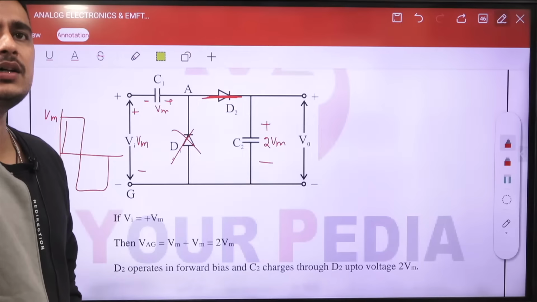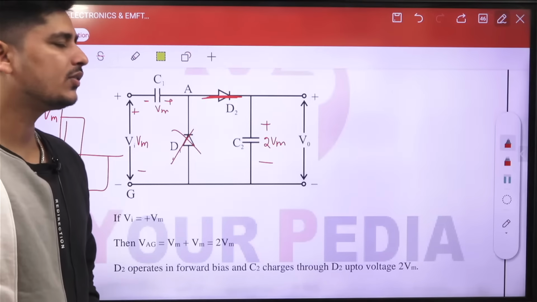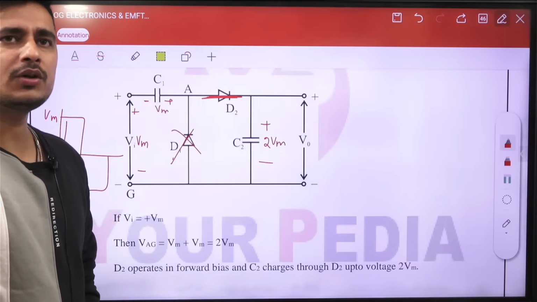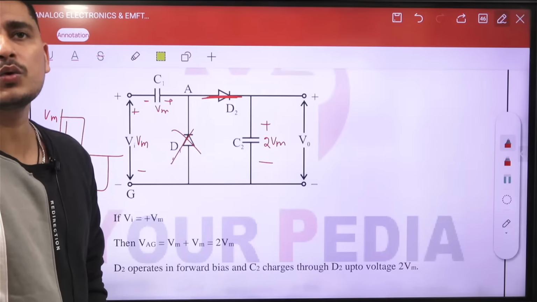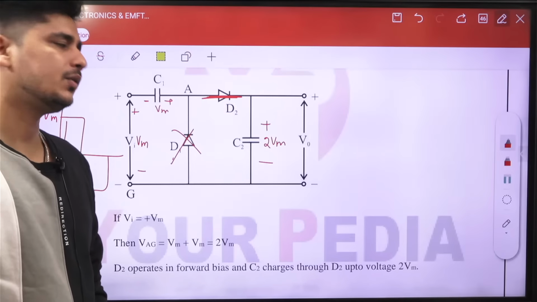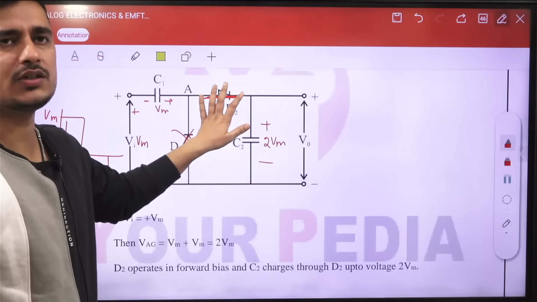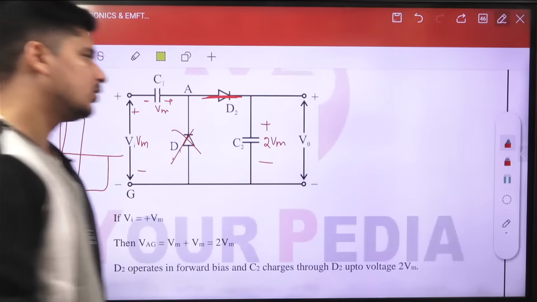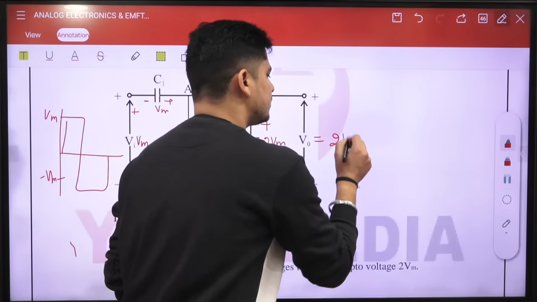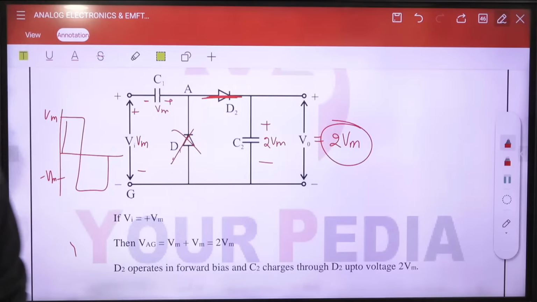So at the output, how much voltage are you getting now? That is twice Vm. At the input, we are applying a Vm peak voltage, and at the output you are getting double of that. This is a constant 2 Vm. After that, it is not going to change. No diode will conduct after this, as it is charged to Vm. So the output is going to be twice Vm. That's why this circuit is called a voltage doubler.